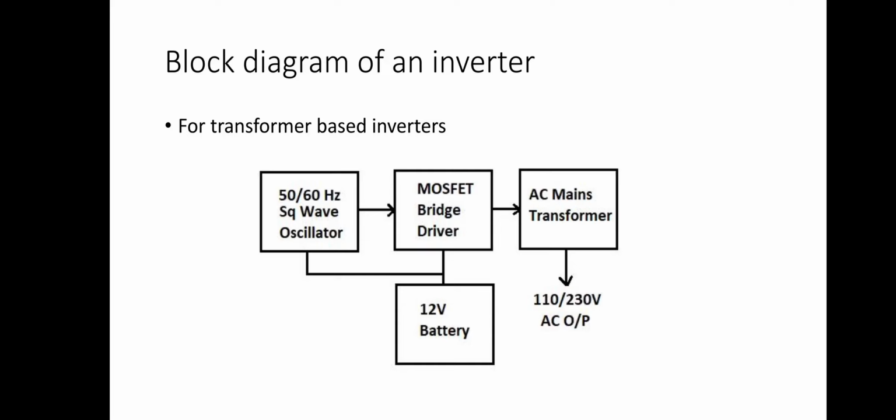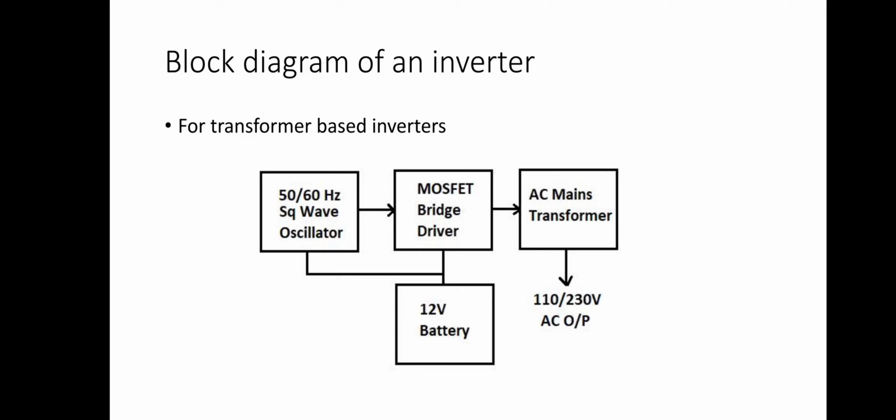Now this is the block diagram of a transformer based inverter. From your left hand, you will see a 50 or 60 hertz square wave oscillator. Now the oscillator is a particular chamber responsible for generating signals. The oscillator you are seeing here, its only function is to generate signal alone.